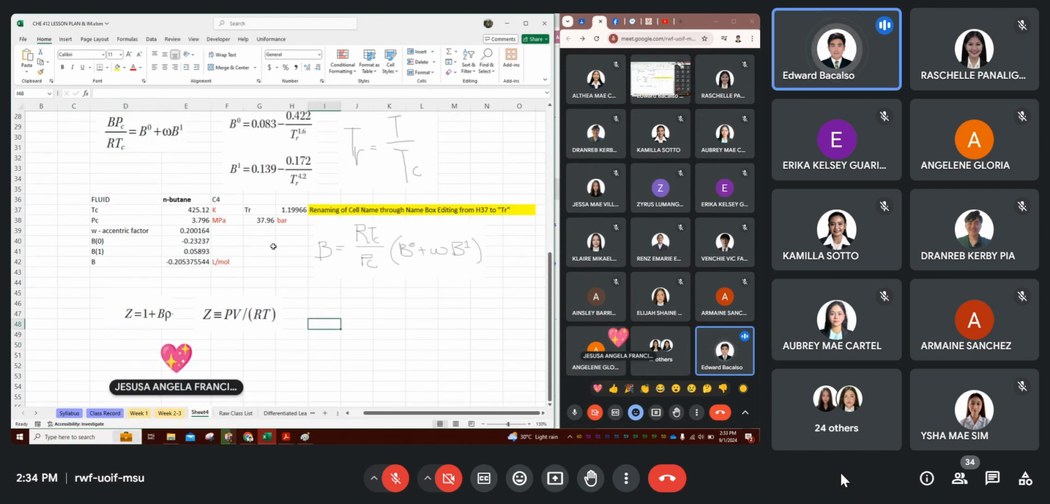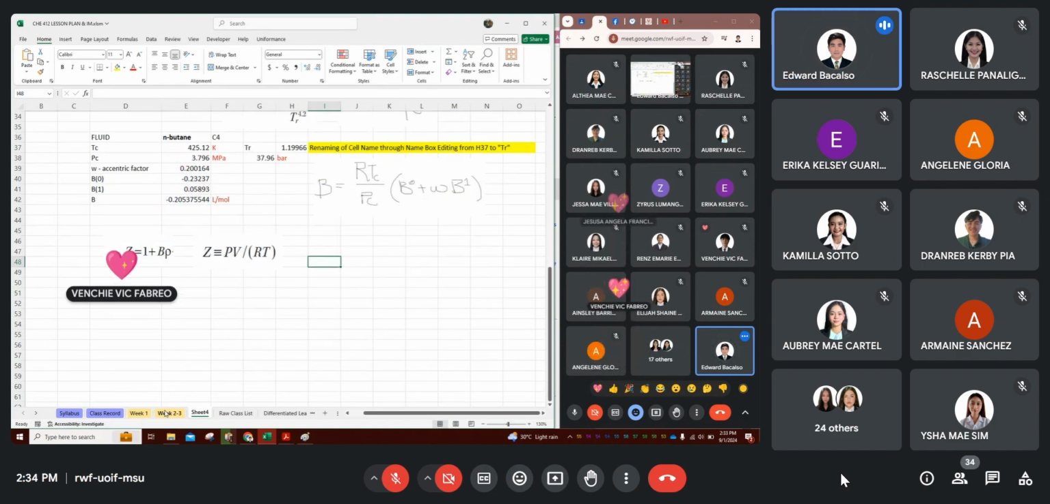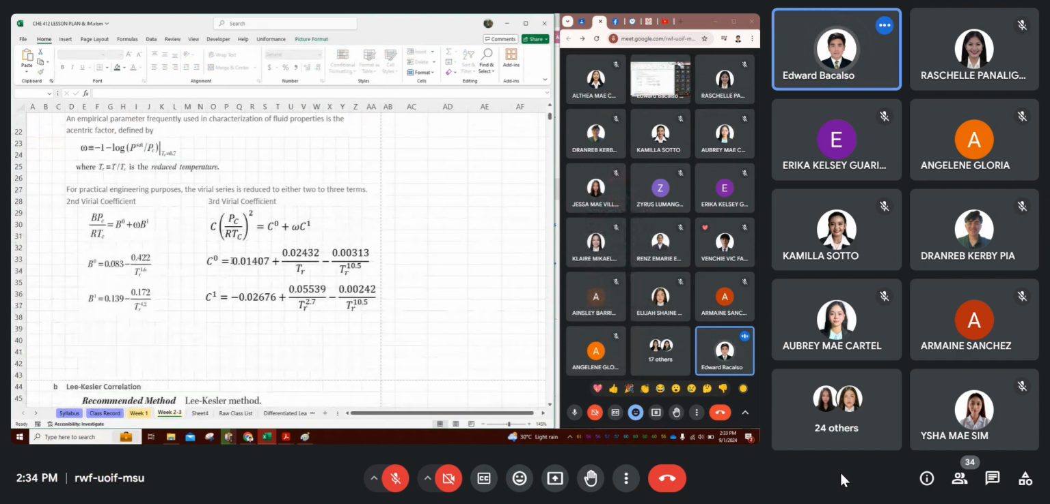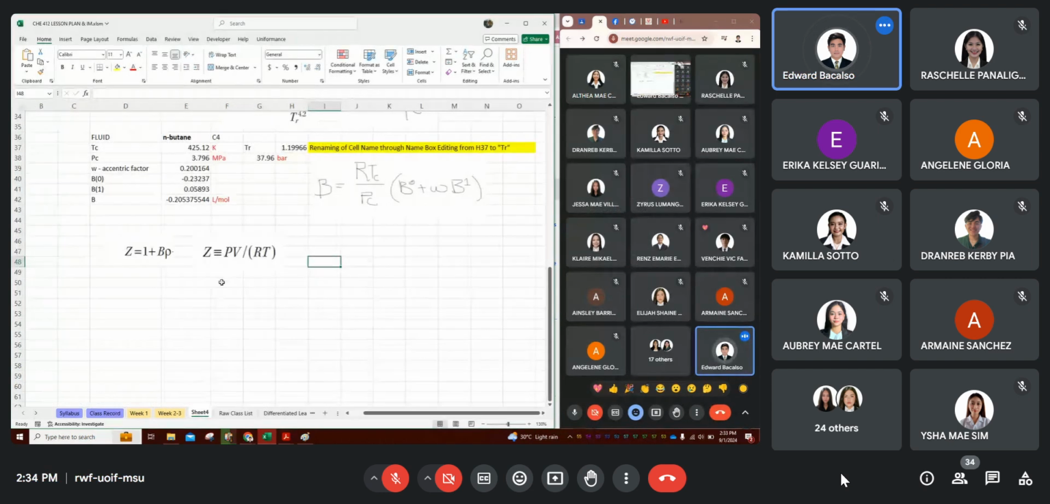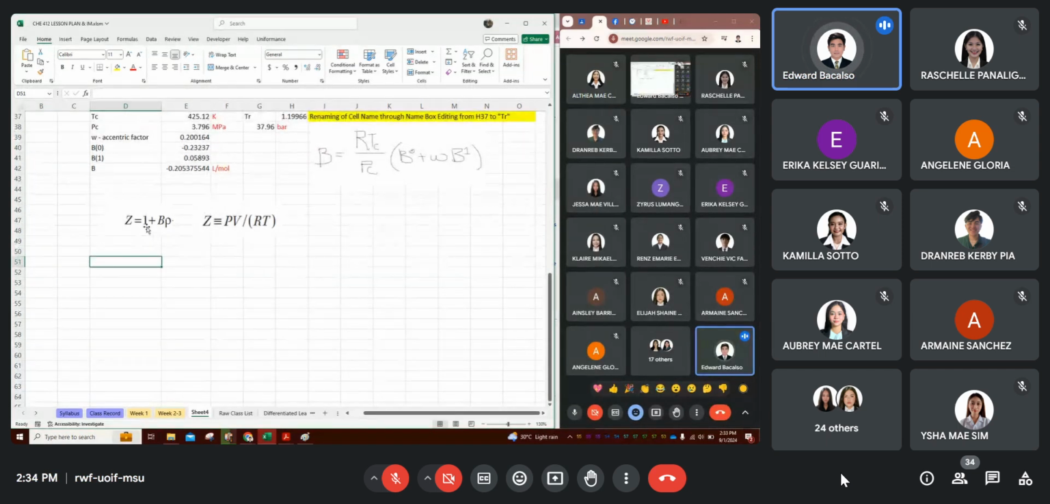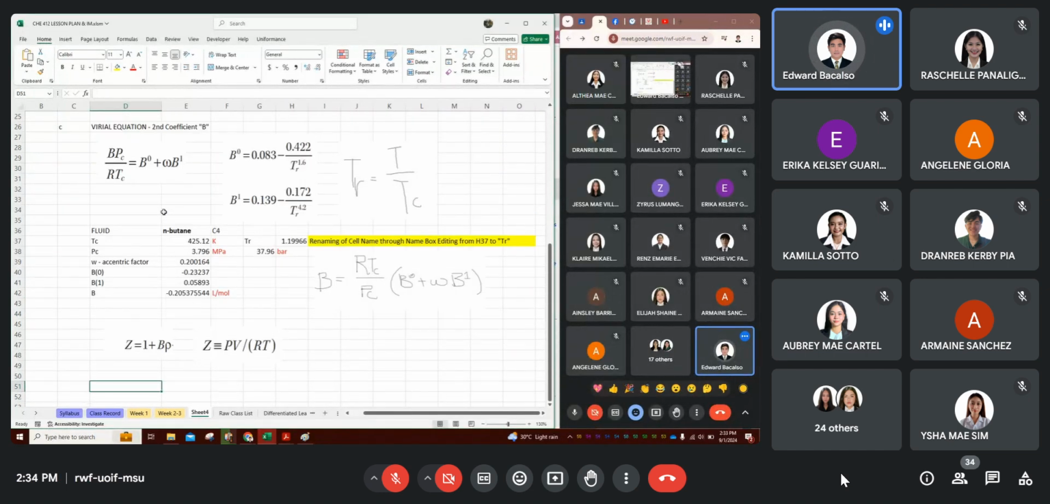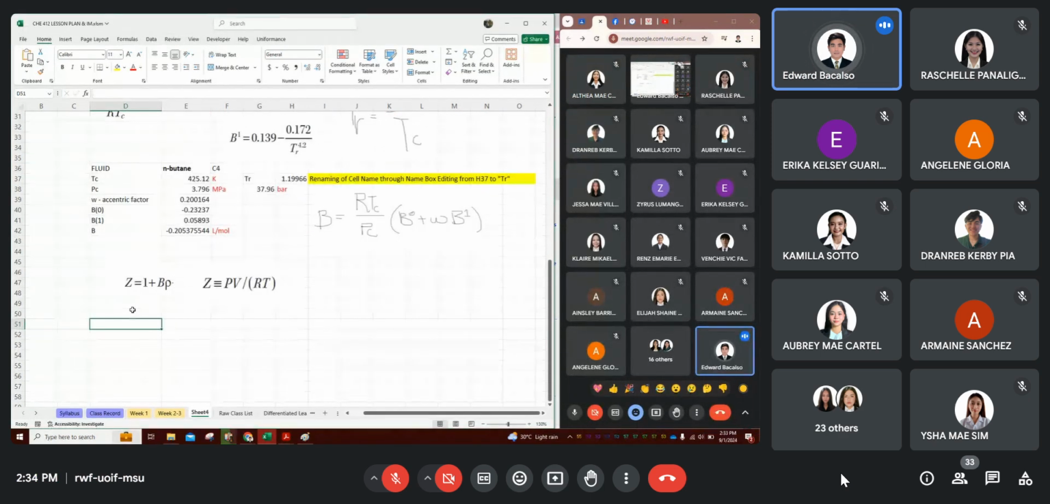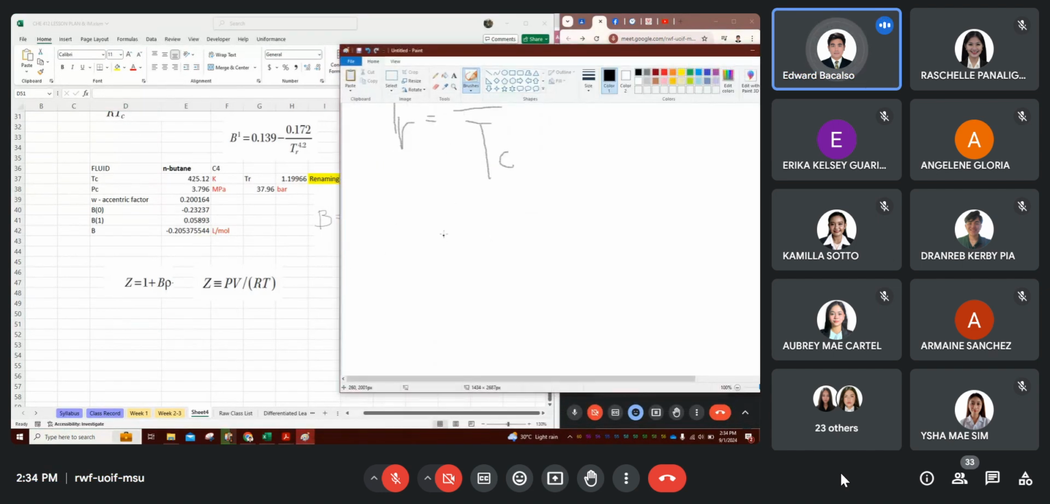So, andito lang din naman yan sa handout, which is binigay ko sa inyo. Just have to read further, no? Okay, so let me proceed. So, paano natin masolve ngayon yung V, which is tawag nito, molar volume. So, we need to equate the two.